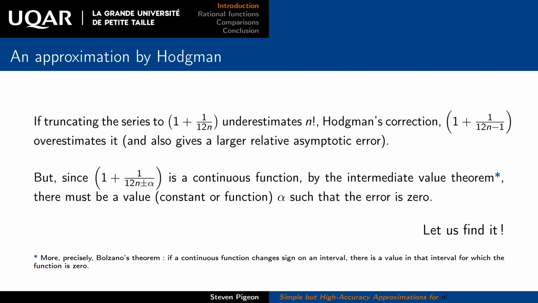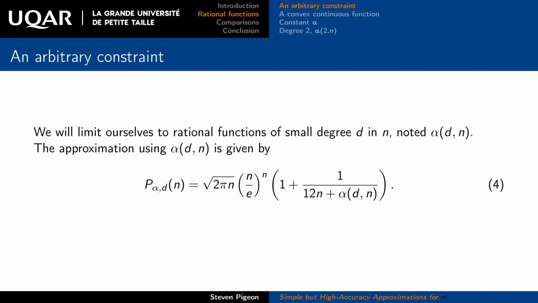So, let's find it. Alpha could take any form, but since we're interested in simple approximation, we will limit ourselves, quite arbitrarily, to rational functions of low degree d in n. Let alpha_d(n) be that rational function, and p_alpha_d the approximation using it. Let us remember it as equation 4, as we will return to it quite often.